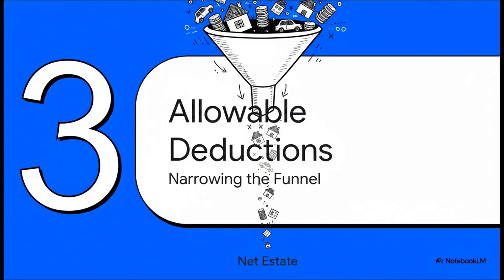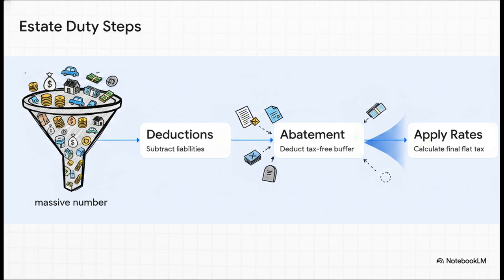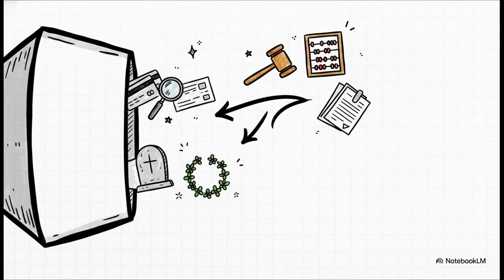All right, Step 2, allowable deductions. Let's start narrowing down that funnel. Once we have that massive gross estate number, we don't just tax it, thankfully. Under Section 4 of the Act, executors are legally allowed to pull specific liabilities and expenses right out of the funnel. This is where things start to shrink down. Before SARS takes a cut, you get to subtract quite a bit. You deduct all debts owed at the date of death, so outstanding bonds, credit card debt, even unpaid income taxes.